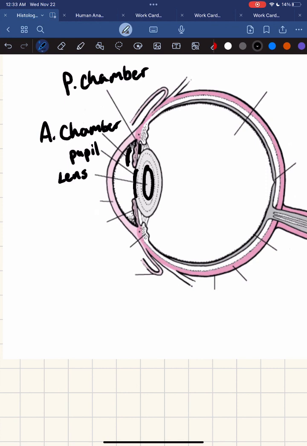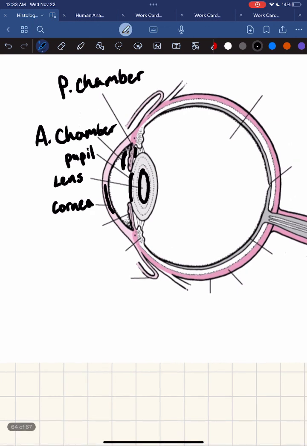Now, the outermost layer of the eye, the absolute most superficial layer, is going to be your cornea. It's the most commonly damaged portion of the eye. And then this little projection right near the lens, near the bottom of the lens, is going to be the iris.